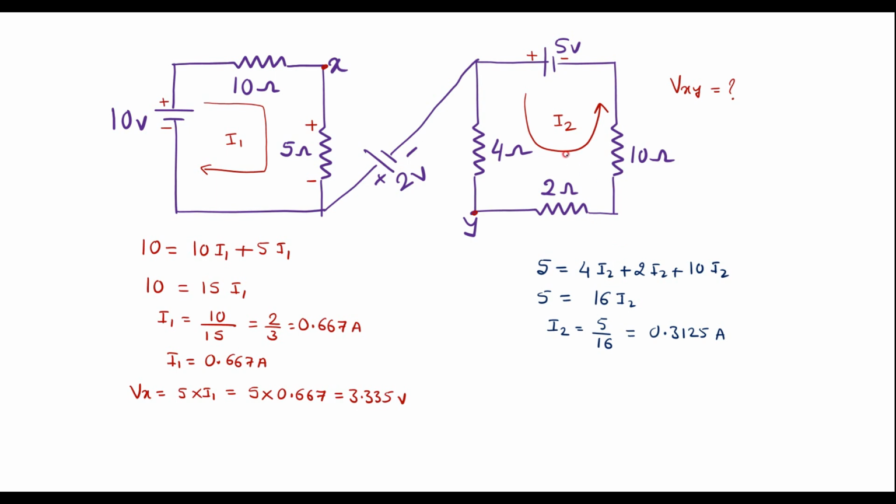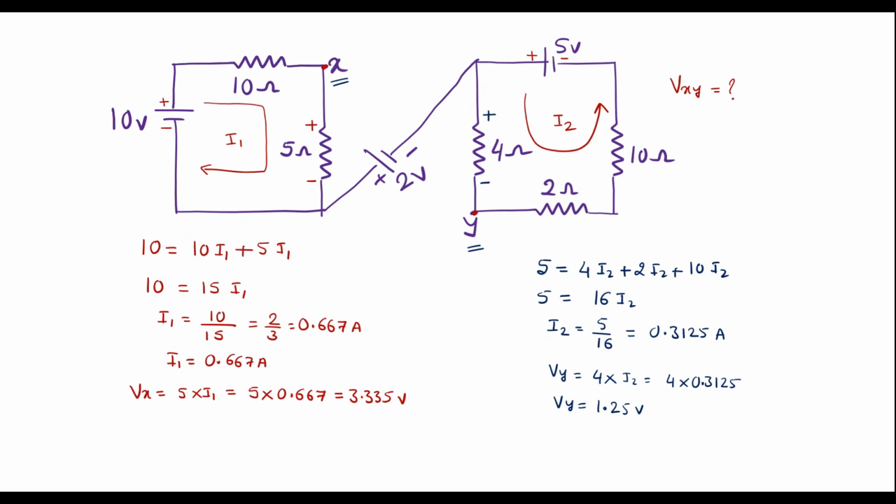Here the current enters the 4 ohm resistor, so this end is positive, this end is negative. Here Vy is the voltage across the 4 ohm resistor, that is Vy is equal to 4 into I2, that is 4 into 0.3125, so Vy is equal to 1.25 volts. Now let's find the voltage between this terminal and this terminal.